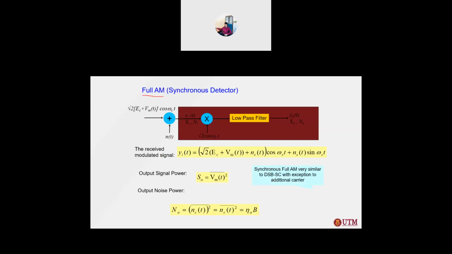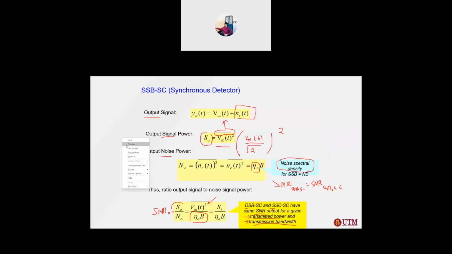This one is full AM. Okay, full AM means double sideband full carrier, synchronous detector. Okay, so again you see we use here square root of 2. So if you notice for double sideband, regardless whether it is full carrier or suppressed carrier, but at least it is double sideband, you can see it uses square root of 2. Okay, let's go to the previous slide.